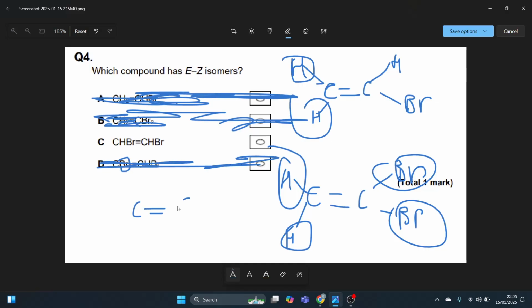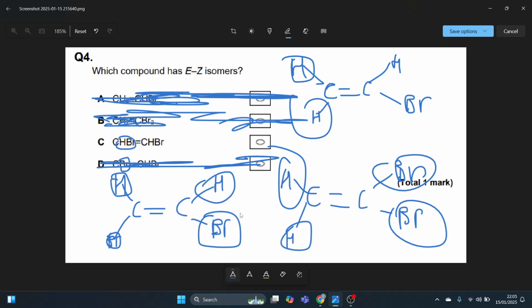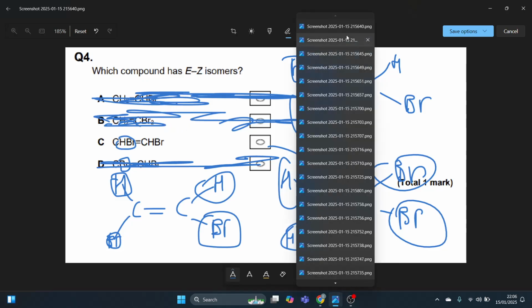And the reason it's C is because I have HBr on one side and HBr on the other side, but there are still 2 different functional groups attached to each carbon. This carbon has 2 different functional groups, H and a Br, and this carbon has 2 different functional groups, H and a Br. Even though they're the same as each other, it just matters that they're different on each carbon. Whereas in A, you've got hydrogen, hydrogen. In B, you've got hydrogen, hydrogen, Br, Br. And in D, you have Br, Br. That's not going to work.